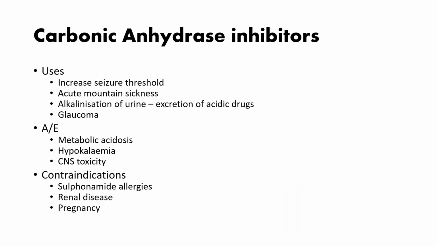Okay, to finish off our discussion, let's talk about the uses, the adverse effects, and the contraindications for carbonic anhydrase inhibitors. So as I said at the beginning, carbonic anhydrase inhibitors are kind of obsolete as diuretics because they are not very powerful. They are low-ceiling diuretics, but they are used for many other things. For example, they are used to increase seizure threshold. This is particularly useful in absence seizures, for example. It's used to treat acute mountain sickness and altitude sickness.